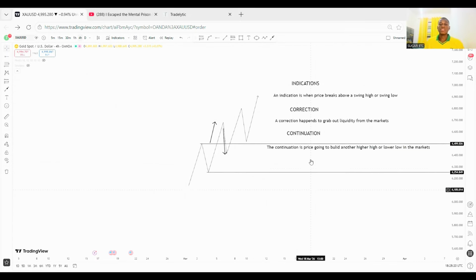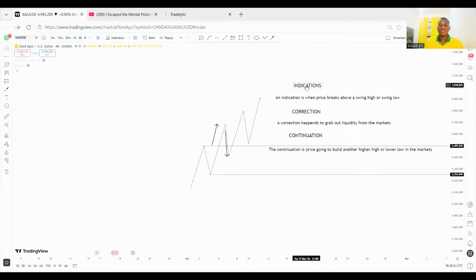Right, so this is how I trade. I trade indication, correction, continuation. So this is the continuation.